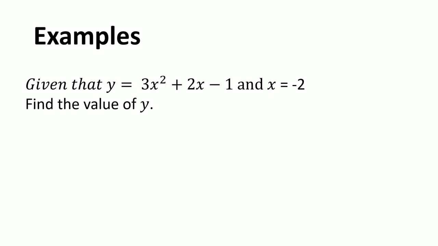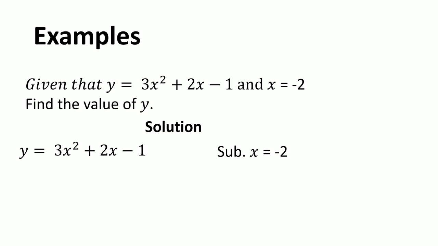Suppose I were given y equals 3x squared plus 2x minus 1, and x is equal to negative 2. If I'm required to find the value of y, what I will do is simply substitute. So we're going to substitute x is equal to negative 2 in the given equation. This means I'm going to have 3 times negative 2 squared, because we replaced the x with negative 2. Recall here that this is squared, so we must indicate that. Then we'd have 2x, which means 2 multiplied by x, so we replace the x with negative 2. Then the minus 1 remains as is.